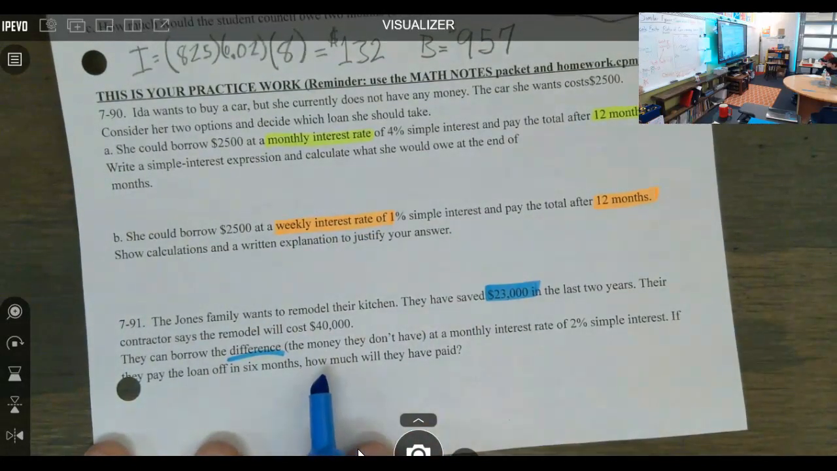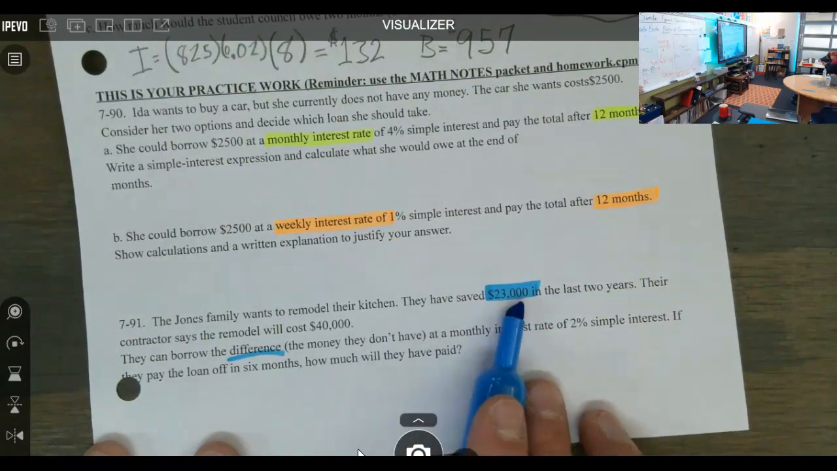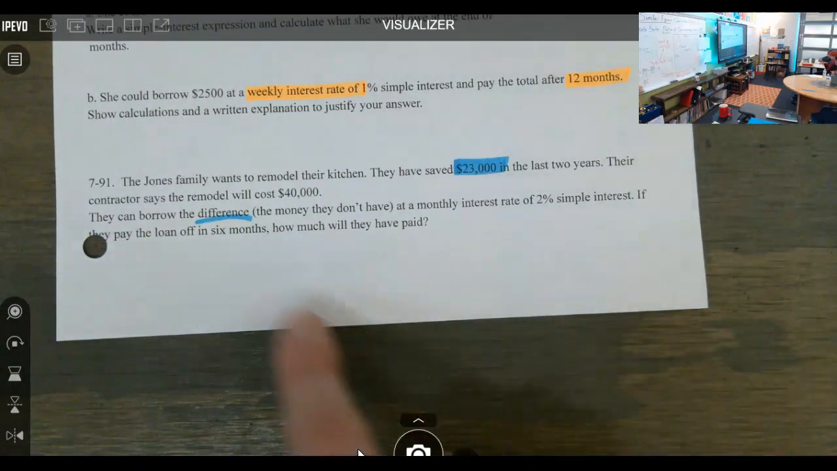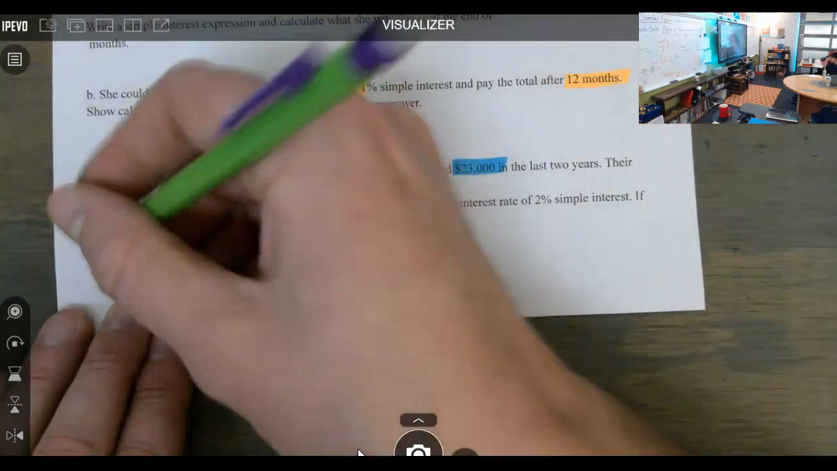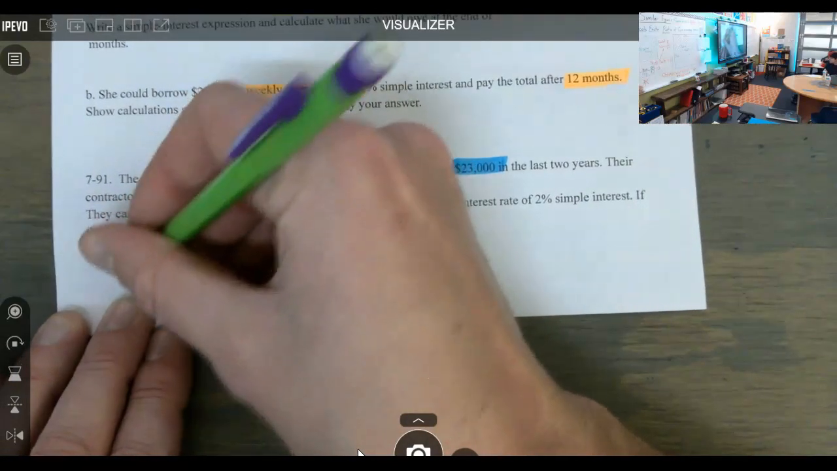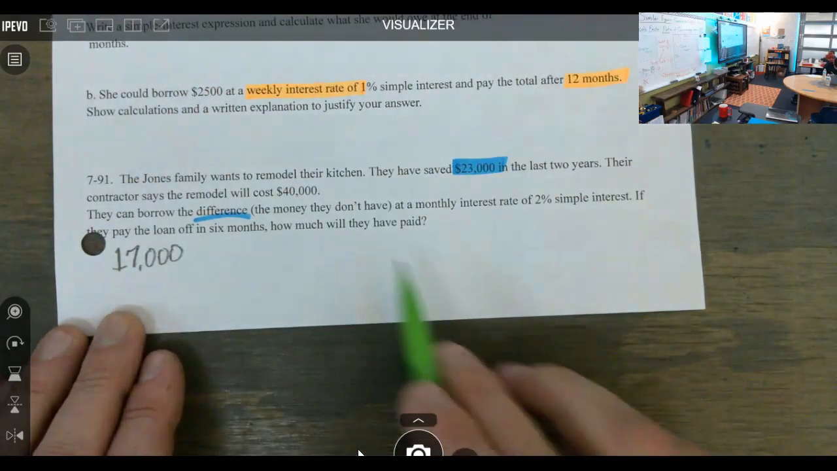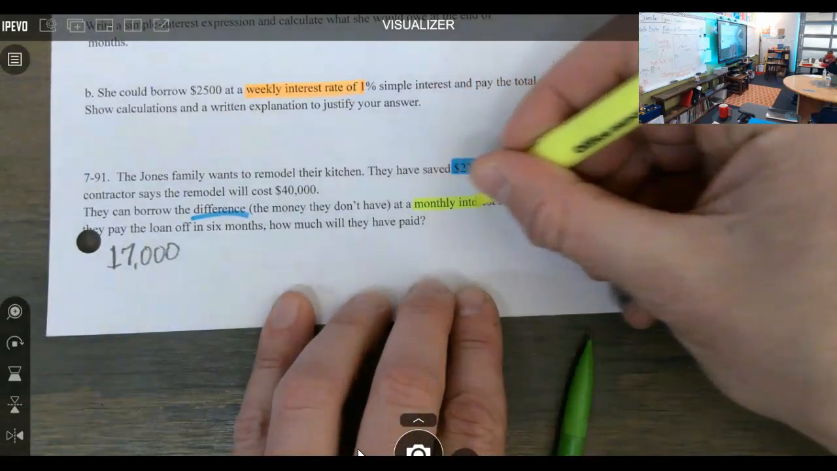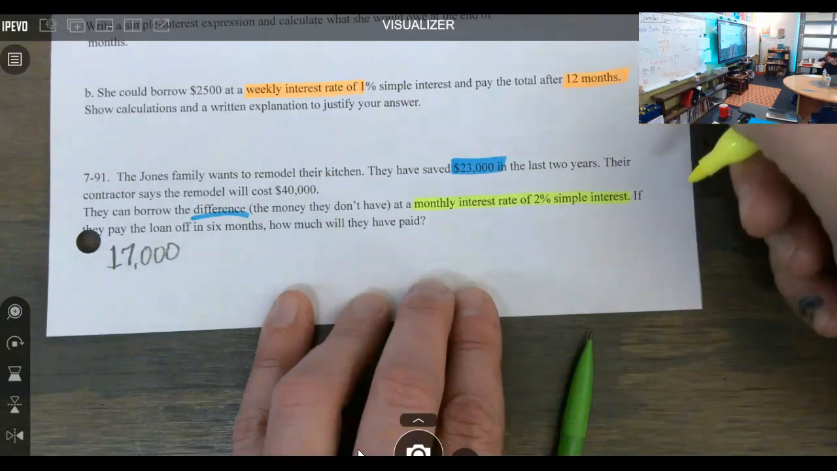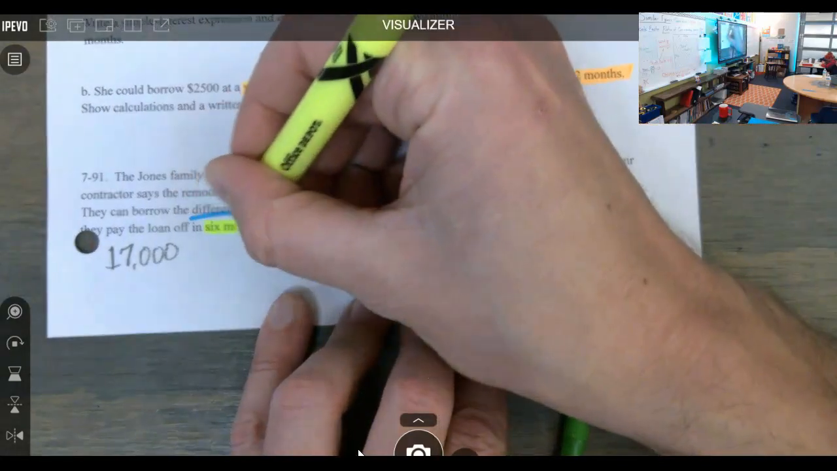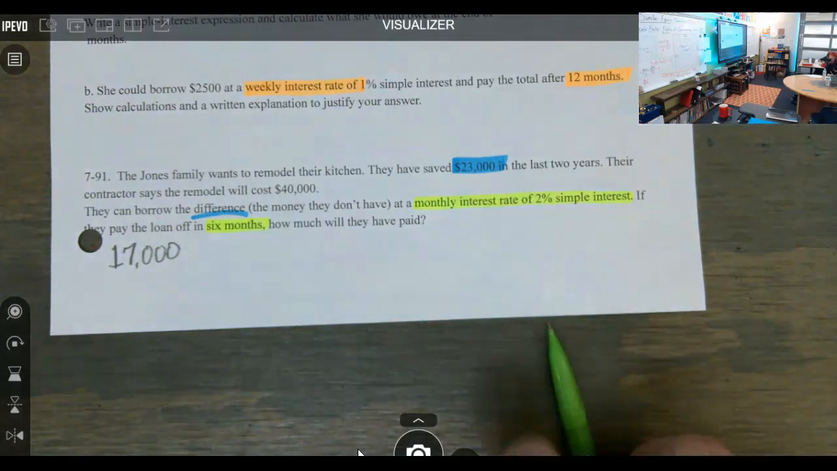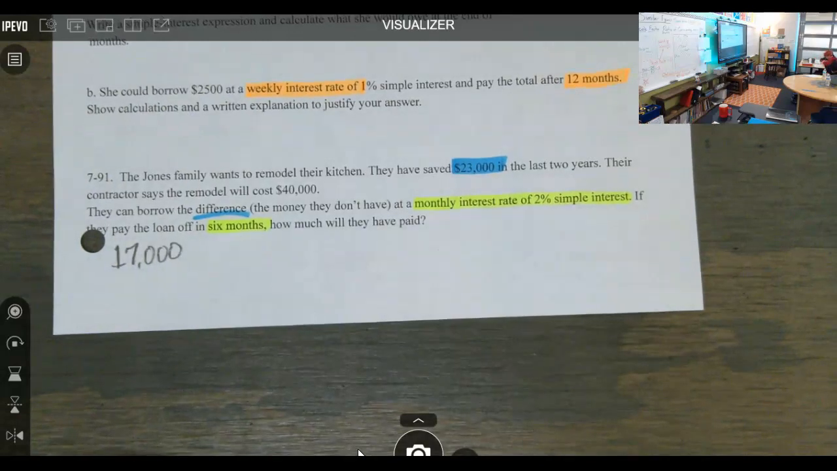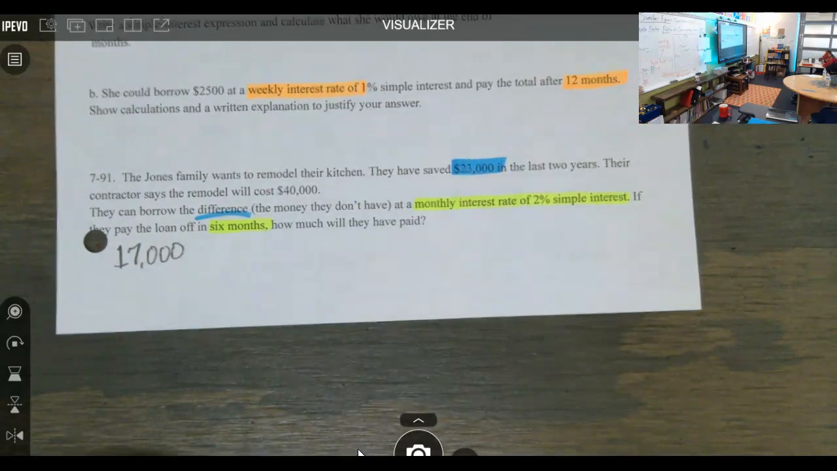So to do that, we're first going to need to do what in this problem? Subtract. So let's start by what's 40,000 minus 23,000? 17,000. So that difference is 17,000. Monthly rate, that feels important. 6 months. Go ahead and try to calculate what their $17,000 will actually turn into.